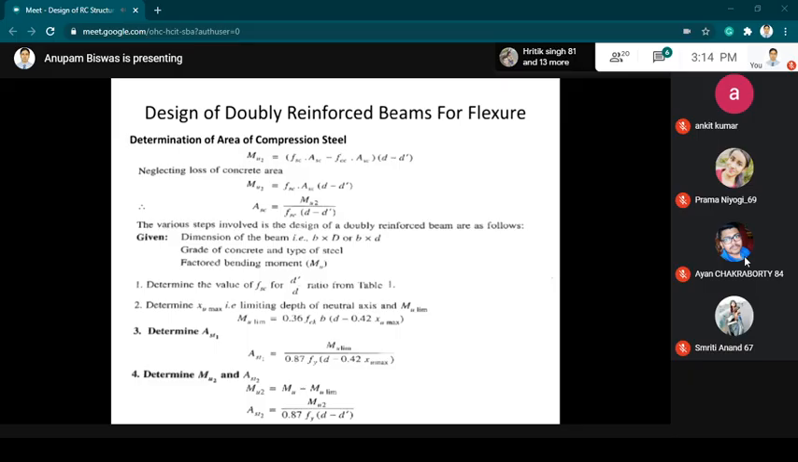Next is for Mu2, that is for finding the value of AST2, that is for doubly reinforced beam, means for compression zone reinforcement, the corresponding value of steel will be AST2. So we have to subtract the limiting moment from the total factored moment. So from here we get the value of AST2 as Mu2 divided by 0.87 Fy into D minus D dash. Okay.